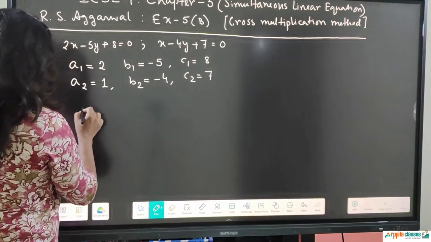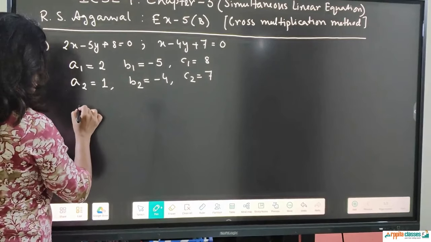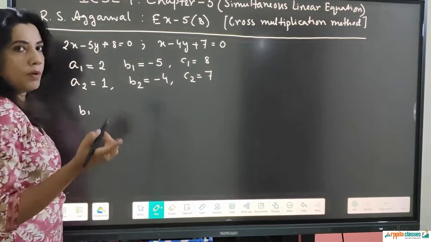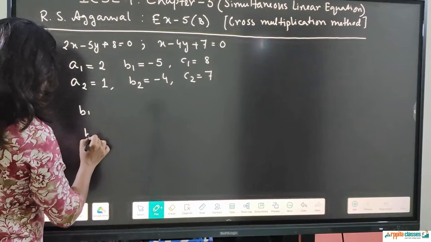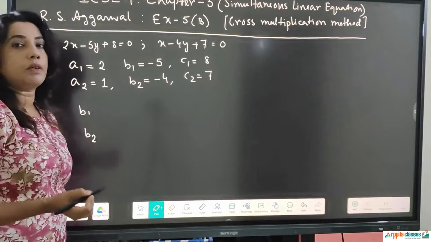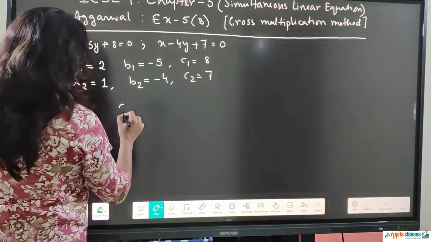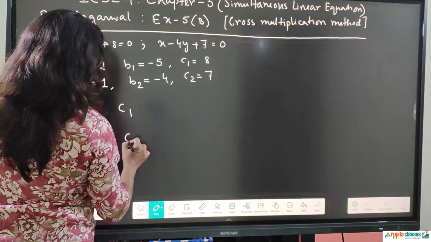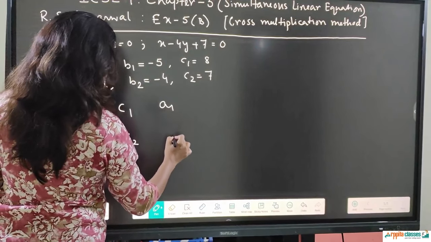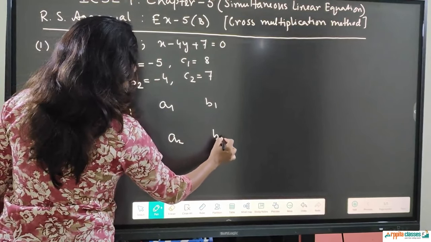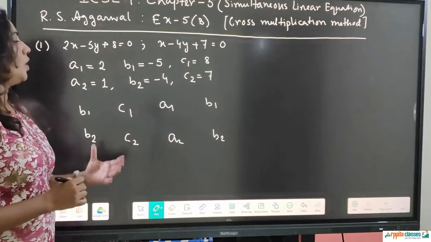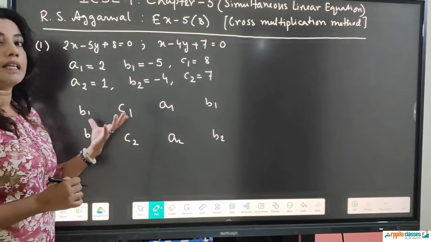Now we are going to write it this way. Start from B1, B2. We have a formula actually, but we don't have to remember the formula. See how I am writing, just write it this way and you will not have to remember the formula. B1, B2, then C1, C2, then A1, A2, and then again B1, B2. The way I have written this, you are going to write down the values in the same way.